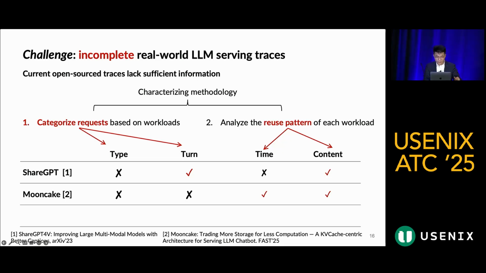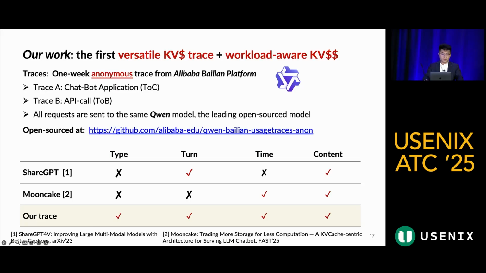After scanning all available open source traces as far as we know, we found they all miss important information. To this end, we conducted a comprehensive and systematic study on a one-week anonymous trace from Alibaba, one of the leading LLM service providers, for which we collected traces containing all the necessary information. Based on the collected trace, we conducted our KVCache reuse pattern characterization and proposed our system designs. Our traces are also open sourced to benefit the broad research community.